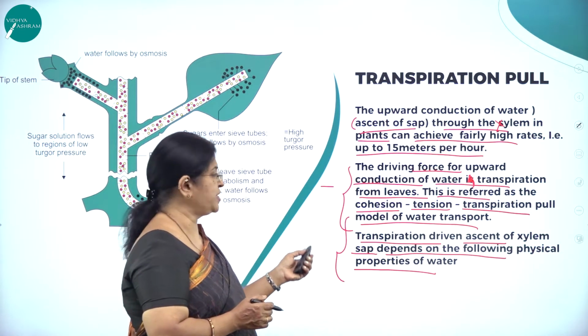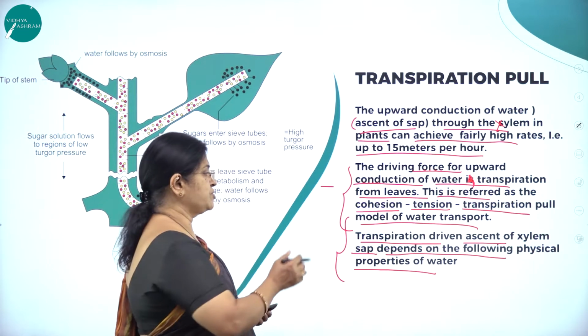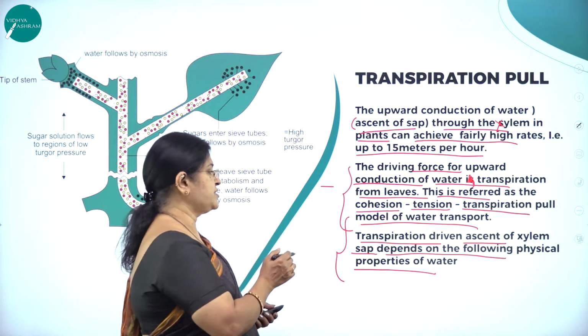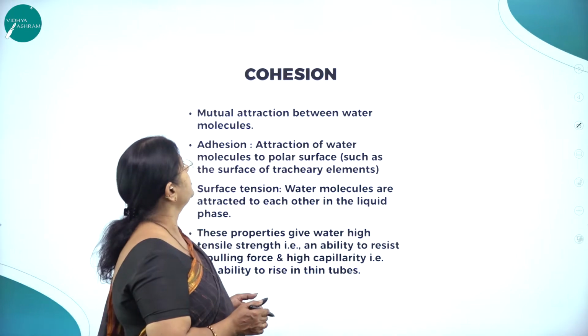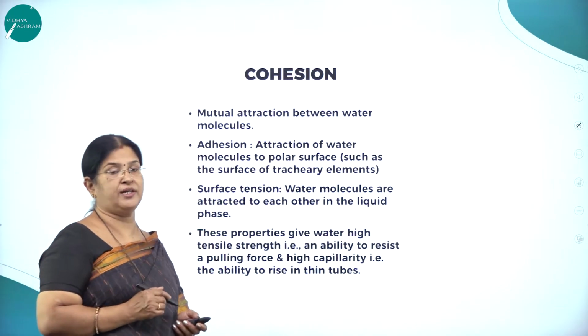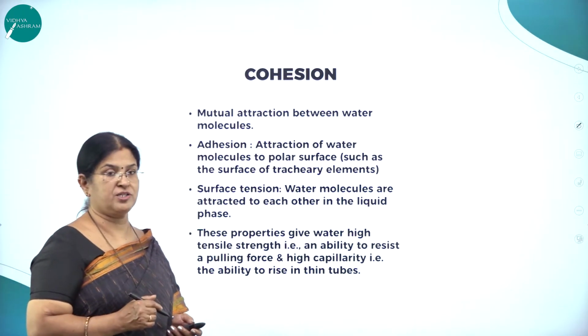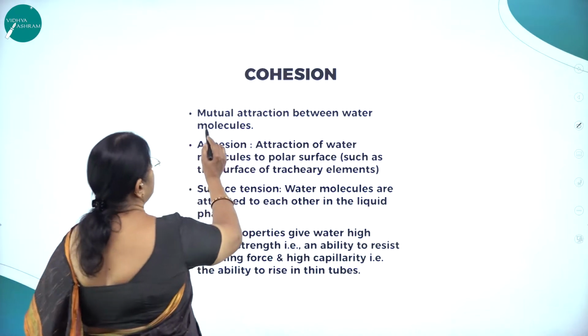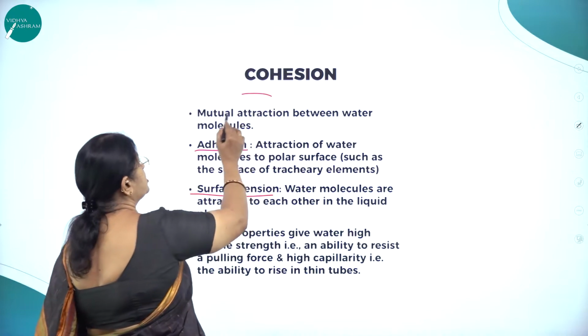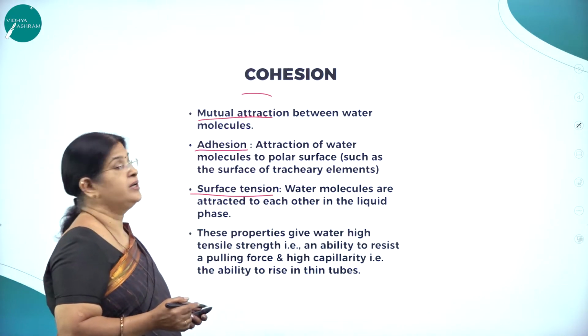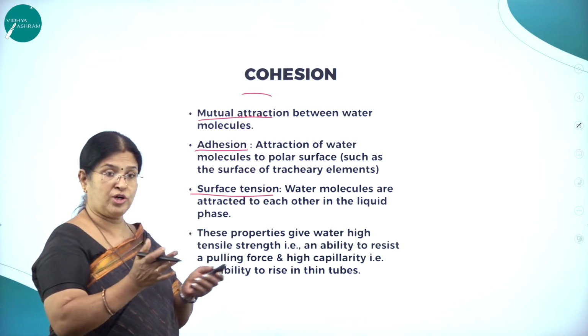Cohesion, tension, transpiration pull model of water transport. So transpiration driven ascent of xylem sap depends on the following physical properties of water. What are the physical forces that are involved in the process of transpiration pull? One is called cohesion, adhesion, then surface tension. So what is cohesion? Mutual attraction between water molecules.